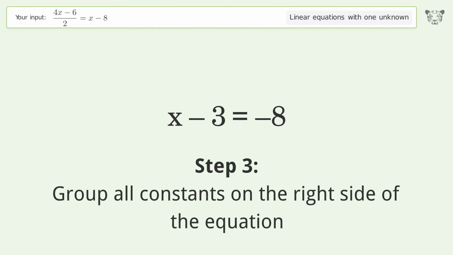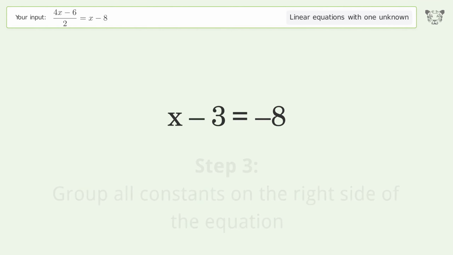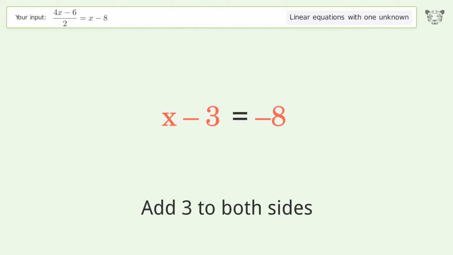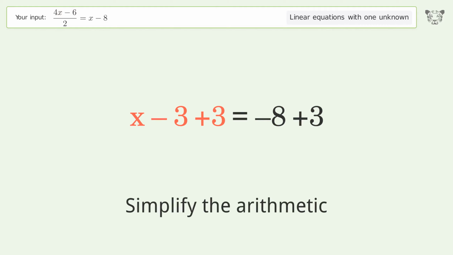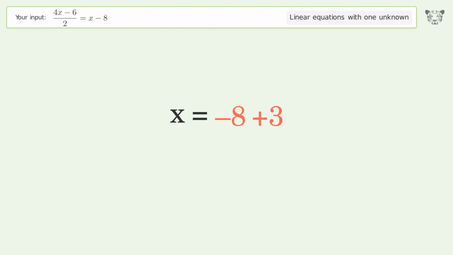Group all constants on the right side of the equation. Add 3 to both sides. Simplify the arithmetic. And so the final result is x equals -5.